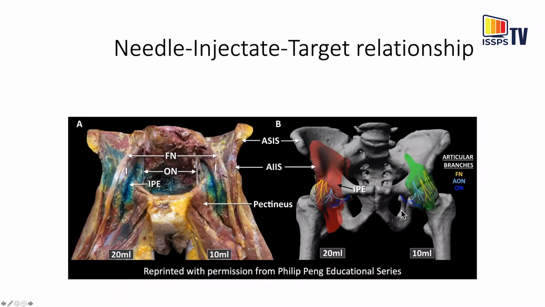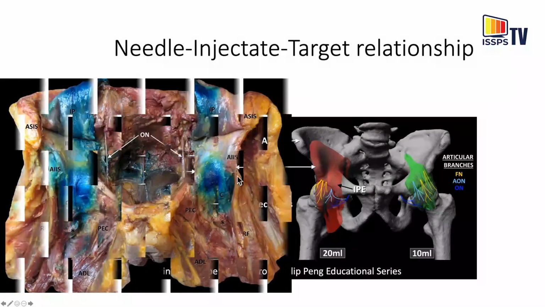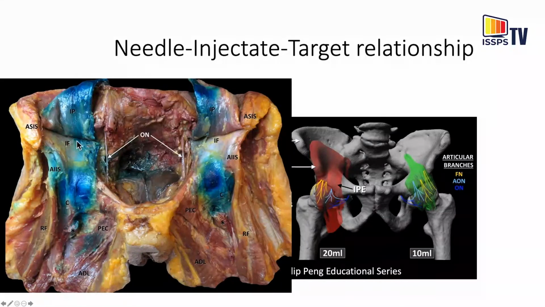And what if you really inject? Well, we find that when we inject 10 cc, it really spreads between the AIIS and iliopubic eminence. It doesn't spread much around the inferior capsule, but when you inject 20 cc, it's quite interesting. We reflect the iliopsoas, we track this up, and you'll find that is a capsule. When you inject 20 cc, it really goes to the inferior and middle portion of the capsule.